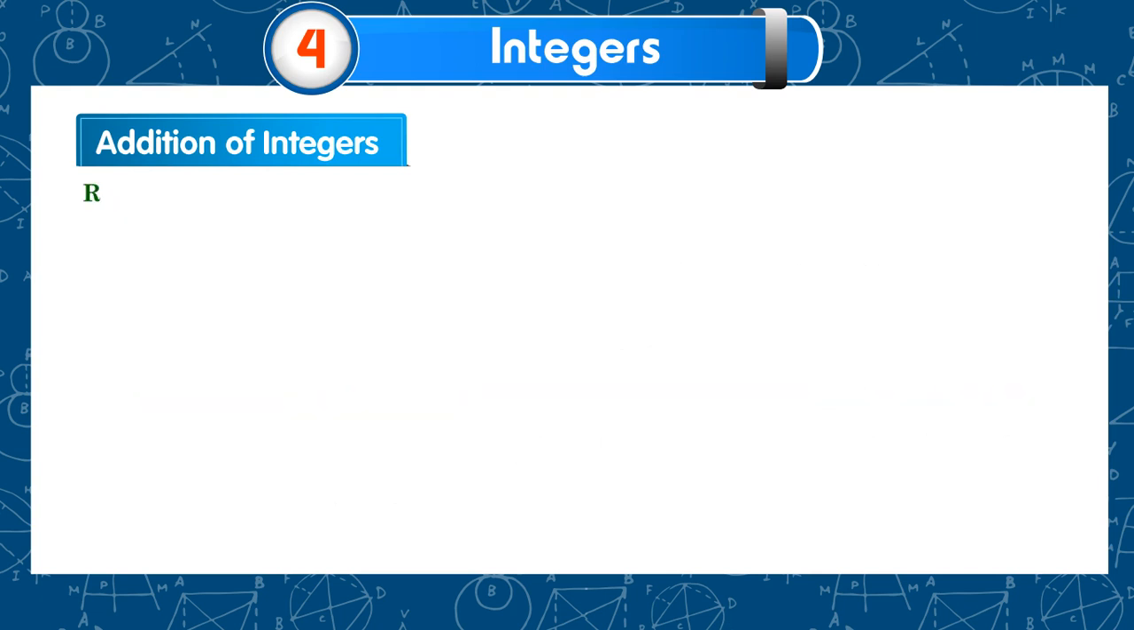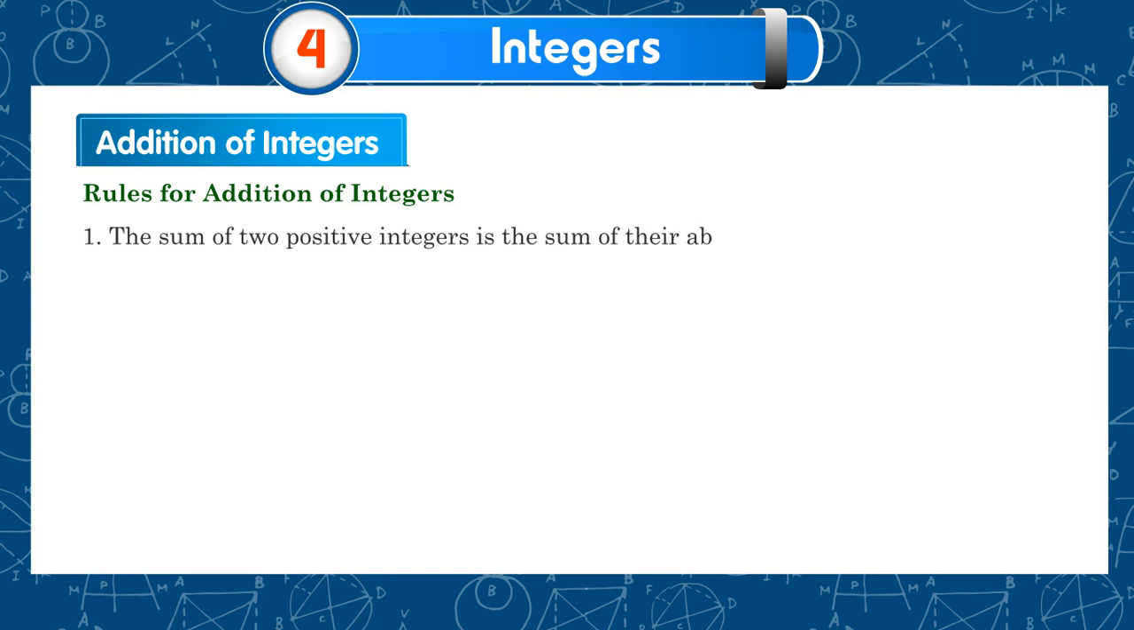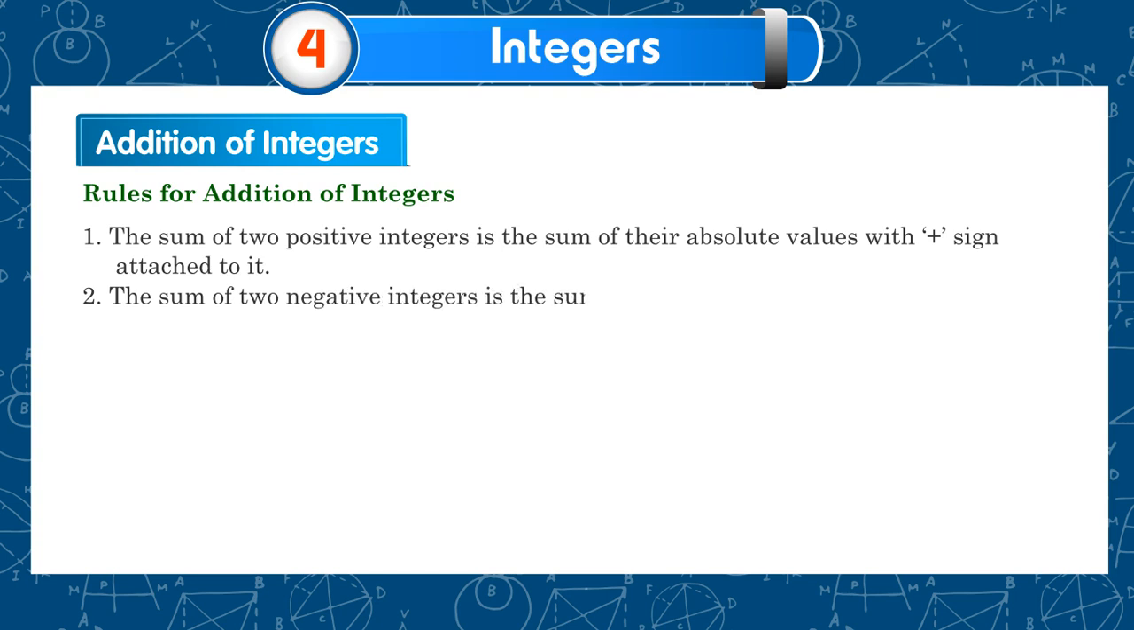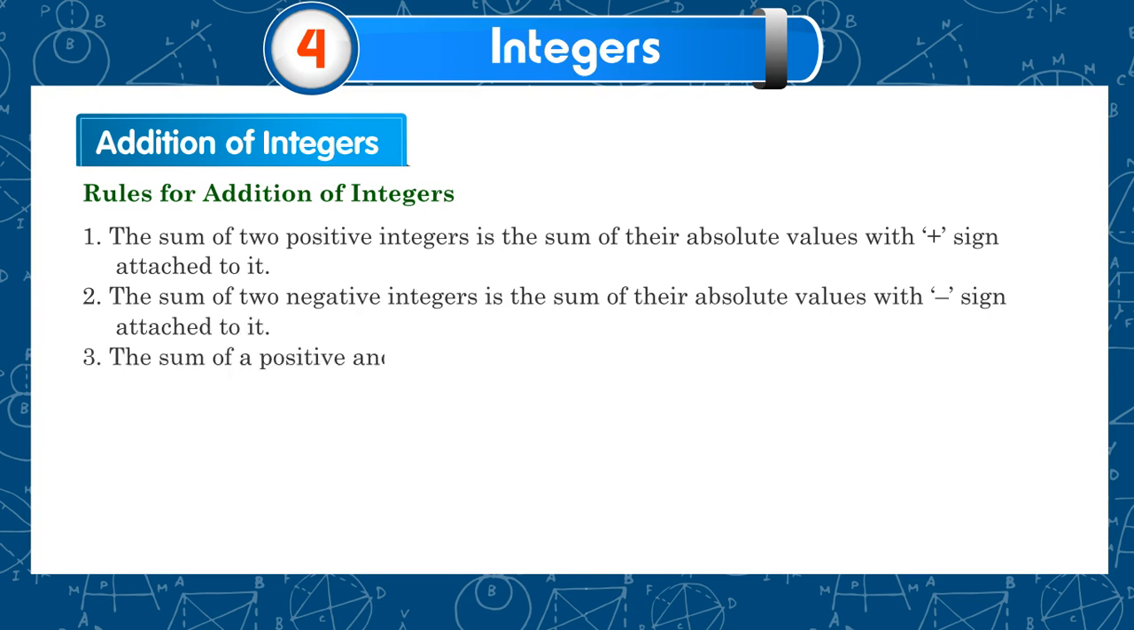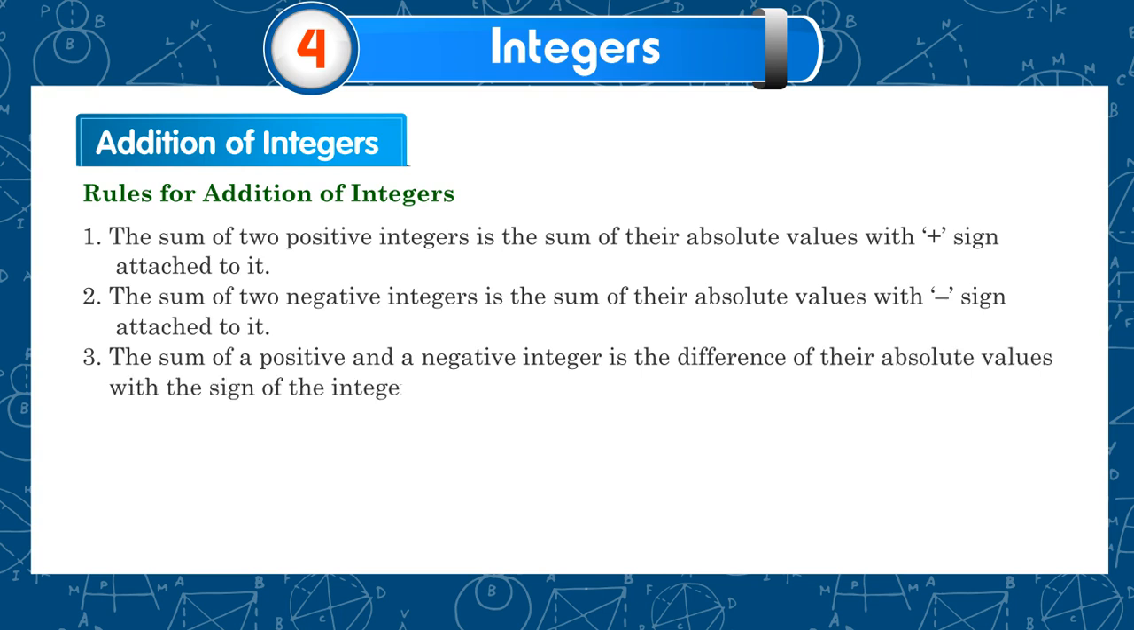Rules for addition of integers. The sum of two positive integers is the sum of their absolute values with plus sign attached to it. The sum of two negative integers is the sum of their absolute values with minus sign attached to it. The sum of a positive and a negative integer is the difference of their absolute values with the sign of the integer of greater absolute value.